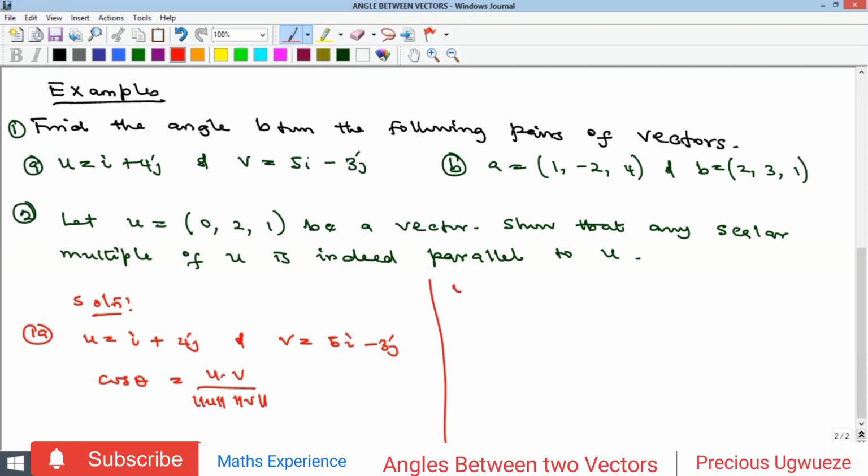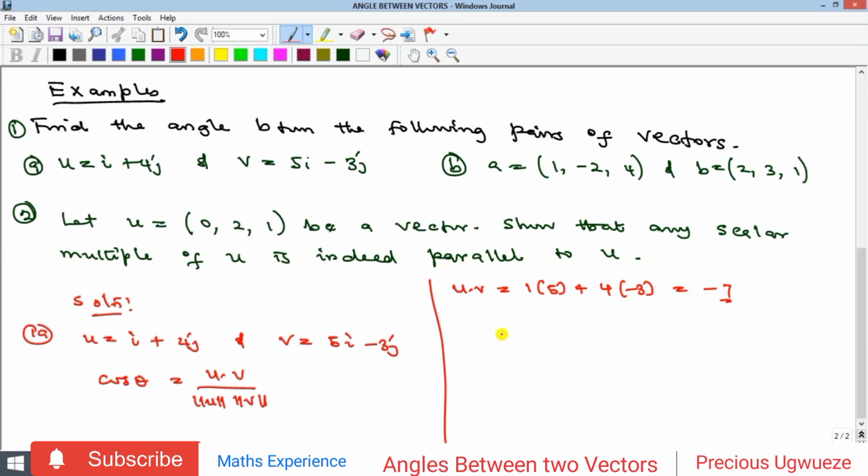From here we can try to find all the things we need. Our u dot v is going to be, remember it is in component form, so we multiply the corresponding components, which is 5 times 1 plus 4 times minus 3, and that gives us 5 minus 12, which is minus 7. That's for u dot v.